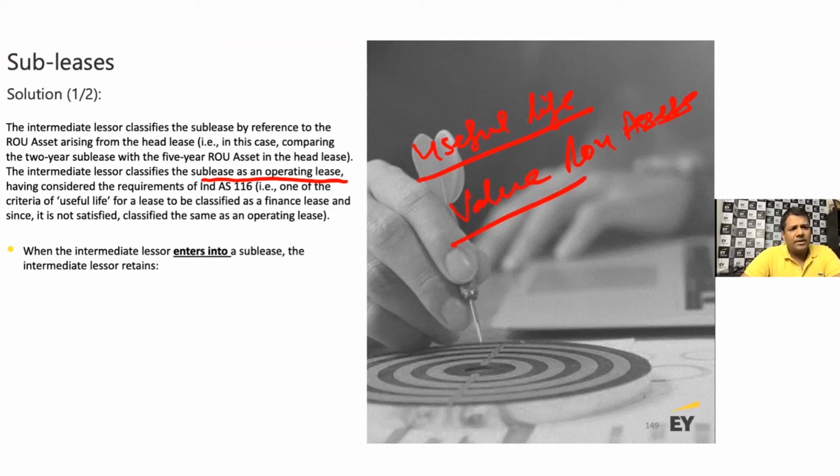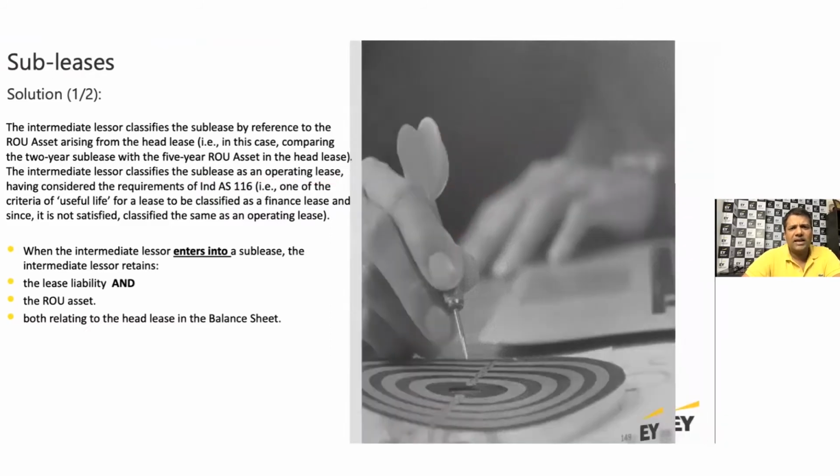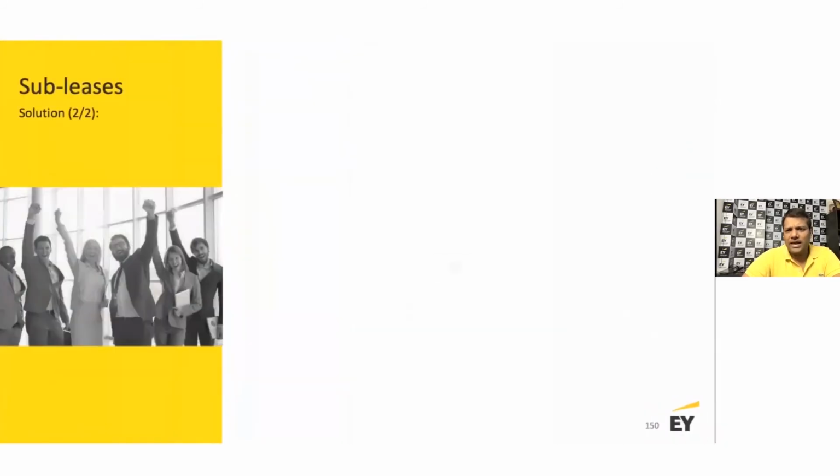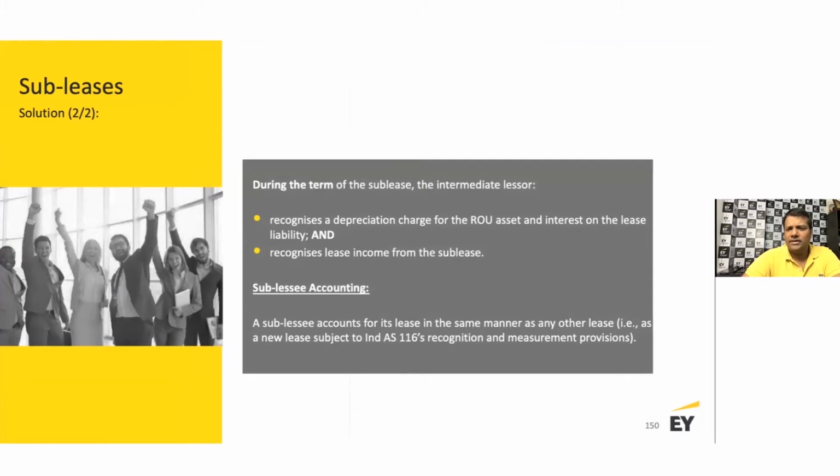So when the intermediate lessor intends to sublease, the intermediate lessor will retain the lease liability and the ROU asset. So nothing changes, both continue the way they are. Now, what else do I need to do? The intermediate lessor will recognize the depreciation charge. I'll continue to record the interest and I will record lease income from the sublease.